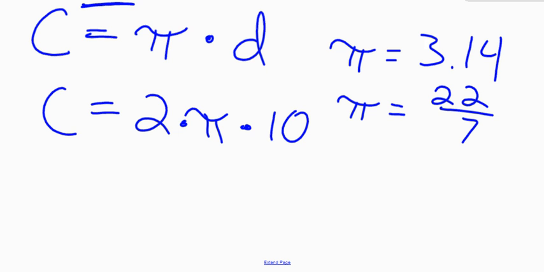However, today you're going to be working with both. You're going to be working with 3.14 when they tell you to work with it, and they're going to be telling you to work with 22/7 when they tell you to work with 22/7. Okay? Let's go ahead and do this with our traditional 3.14 as pi.